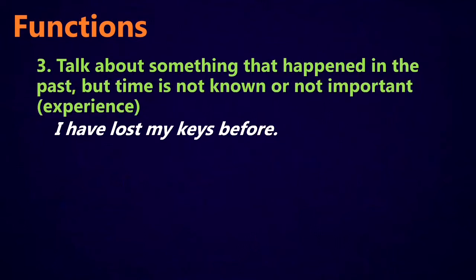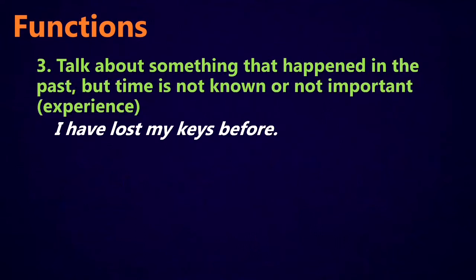The third main reason we use it is to talk about something that happened in the past, but the time that it happened is either not known or it's not important. And we use it to talk about experience. For example, I have lost my keys before. So I've lost my keys before means that this is an experience that I had, but it happened sometime before now. I'm not being specific when it happened because that's not important. What's important is that it's happened before.